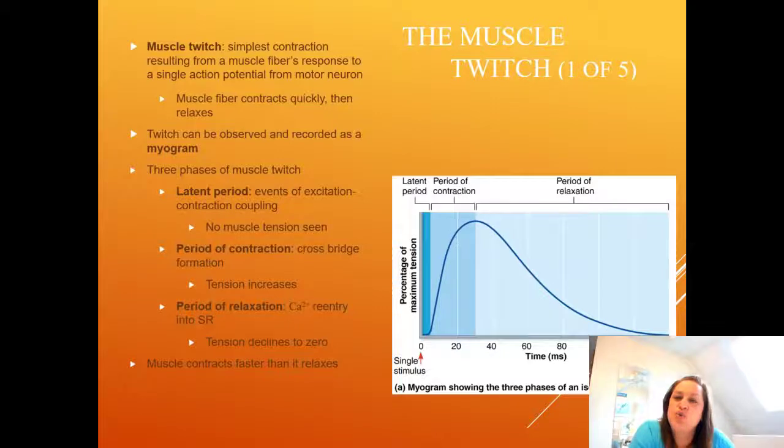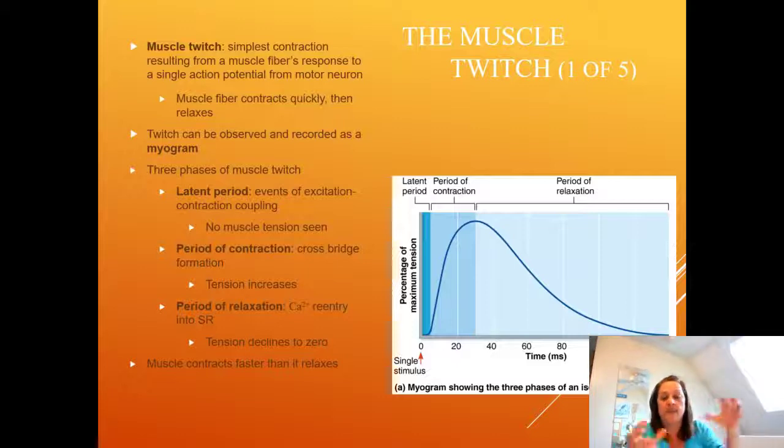This is a picture of a muscle twitch. Do not confuse this with the action potential diagram that we just saw. This, if you read the x-axis and the y-axis, is how much time it takes to achieve maximum tension. The other one was millivolts versus time. Millivolts is measuring the electricity, the voltage across the membrane. This is a muscle twitch, totally different.